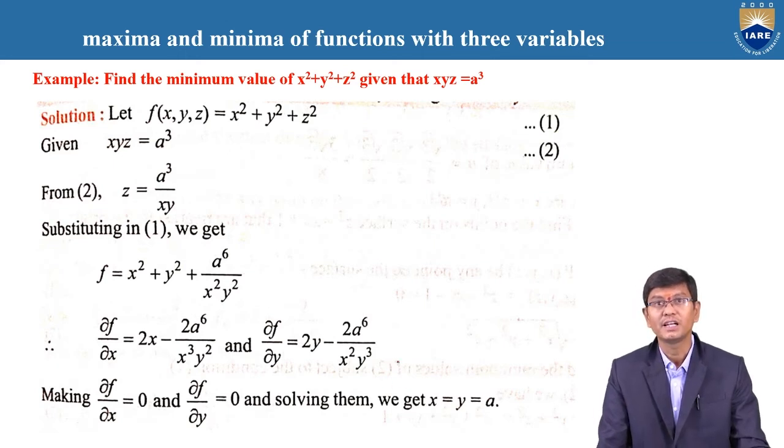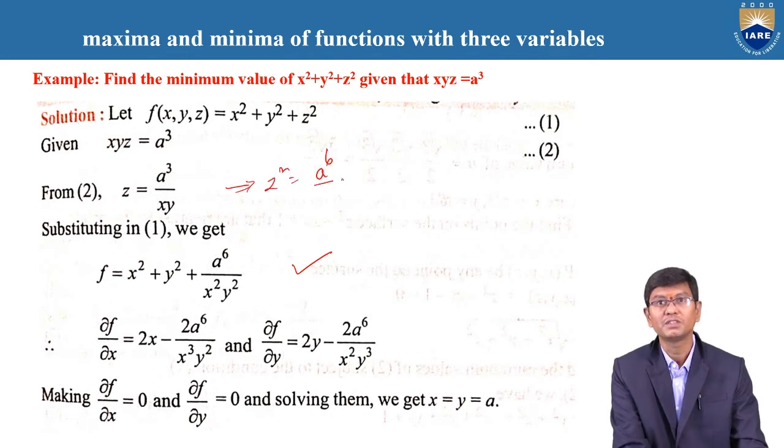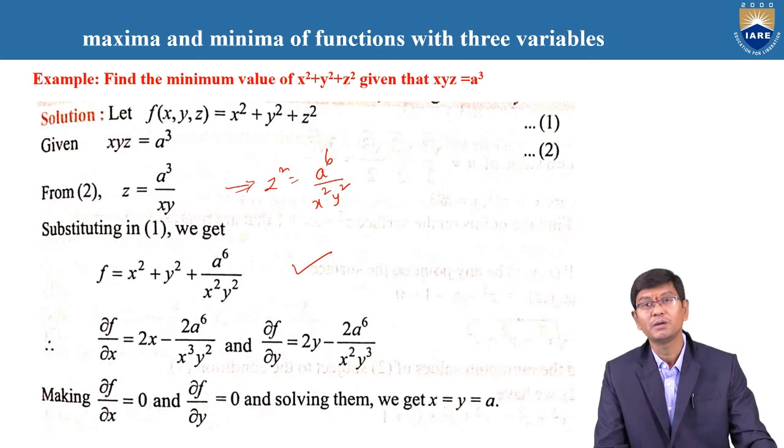the equation is reduced to x² plus y² plus a⁶ by x²y², because z is nothing but a³ by xy, so z² is equal to a⁶ by x²y². By using this value, the function is reduced to x² plus y² plus a⁶ by x²y². This is the equation in terms of two variables only.